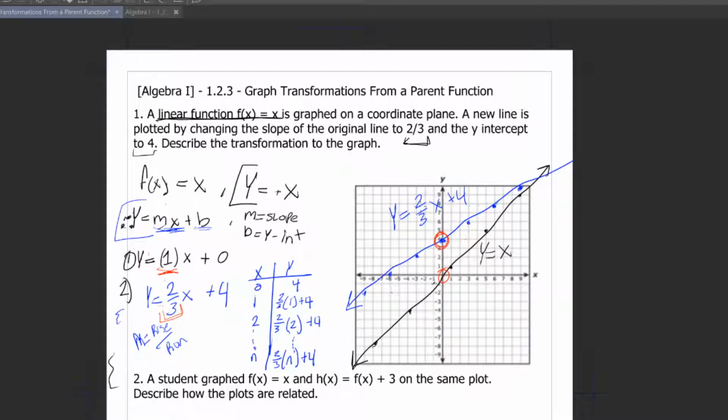So for the equation with the lower slope, and by lower I mean as compared to 1 here, the 2/3 slope means your rate of change, or your slope here, is less steep. And the line is also shifted up 4. So that's what you would do to describe this equation with these changes here.